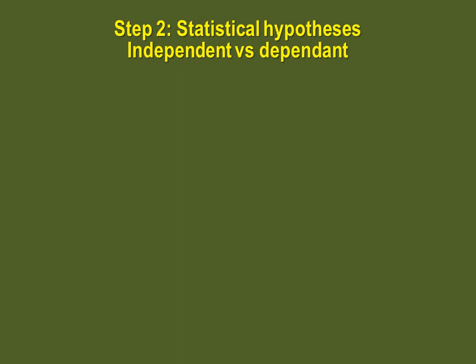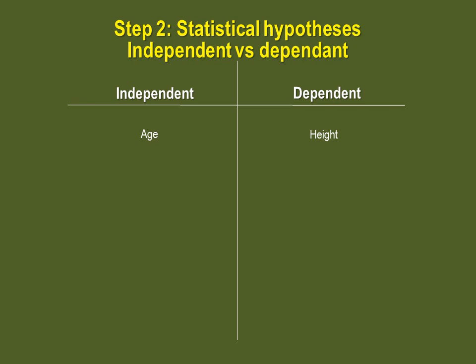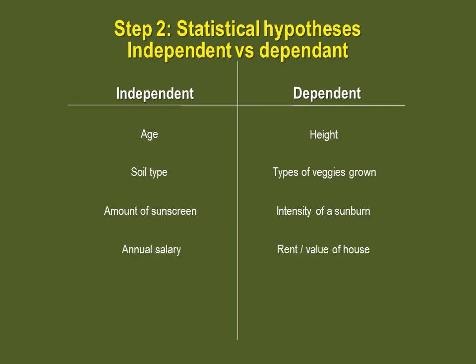Now, the way we're going to state these depends on which variable influences the other. So we will have an independent variable and a dependent variable. Here are a few examples. The age of an individual influences the height of that individual. So the height depends on the age. The soil type in your garden will influence the types of veggies that you can grow there. So the types of veggies depends on the soil type. The amount of sunscreen you put on influences the intensity of a sunburn. So the intensity of a sunburn depends on the amount of sunscreen.